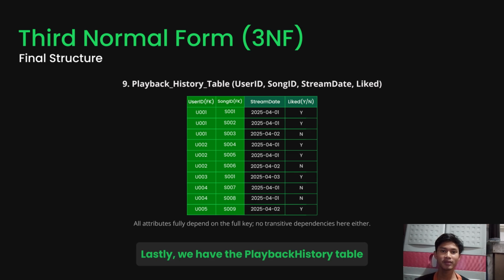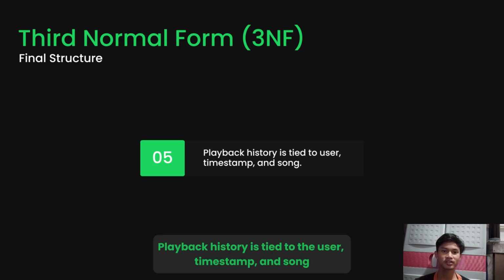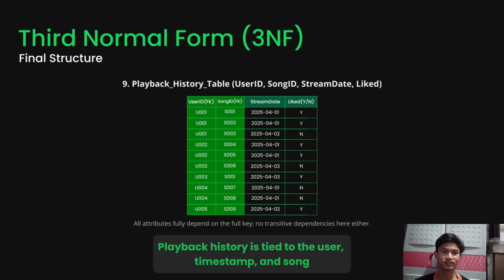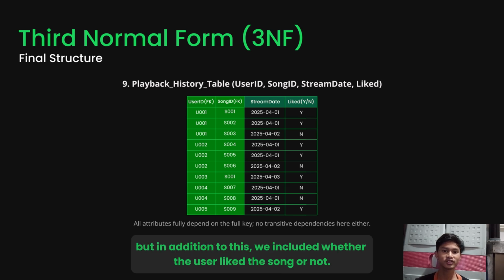Lastly, we have the playback history table, which emerged from business rule number 5. Playback history is tied to the user, timestamp, and song. This is pretty straightforward. We just compiled user, timestamp, and song into one table, but in addition to this, we included whether the user liked the song or not.